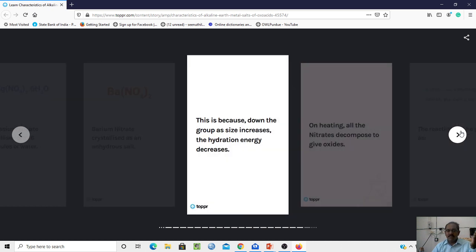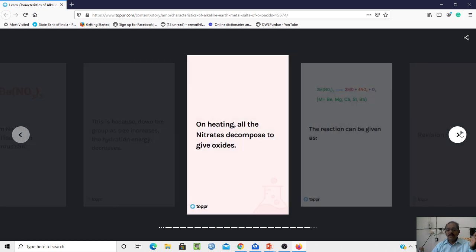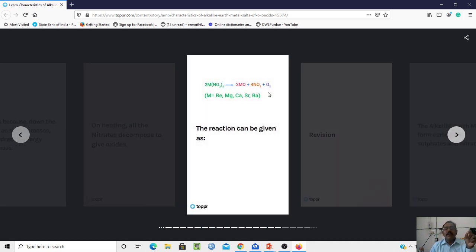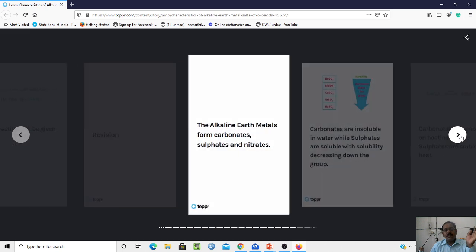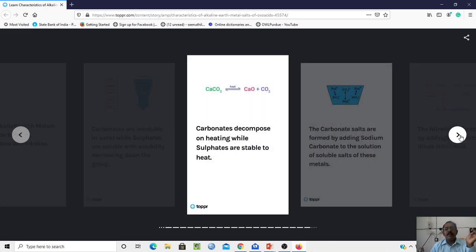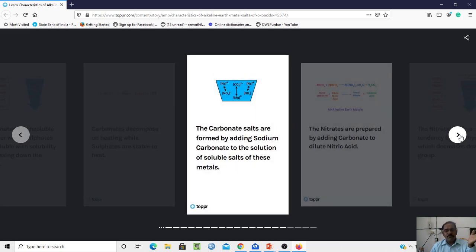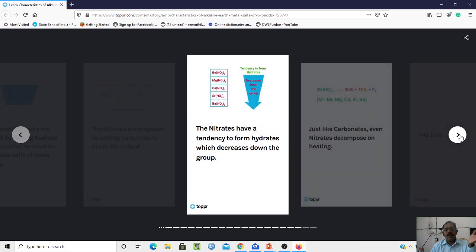As we have seen previously, this is because as we move down the group, the hydration energy decreases. Now for thermal stability: if you take nitrates and heat them, they give nitrogen dioxide and oxygen. So this is the heat treatment. With that it ends, and finally this is a revision. You can also see from these websites and read it.